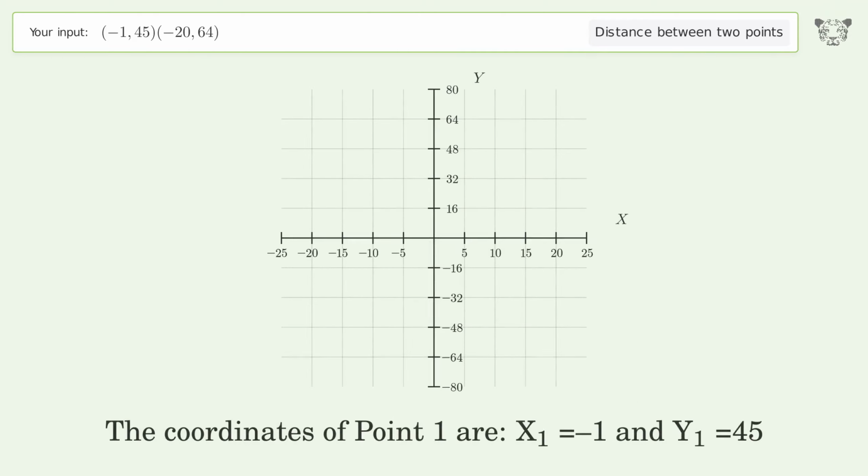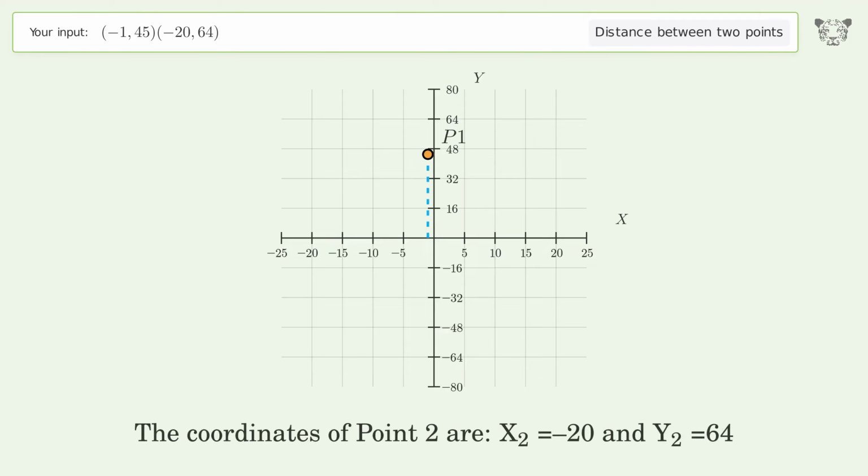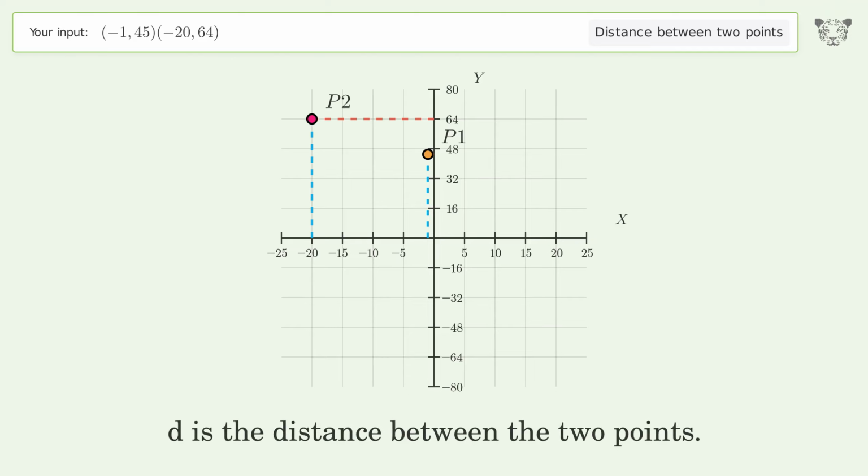The coordinates of point 1 are x1 equals -1 and y1 equals 45. The coordinates of point 2 are x2 equals -20 and y2 equals 64. D is the distance between the 2 points.